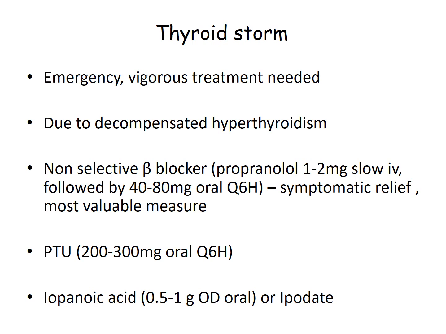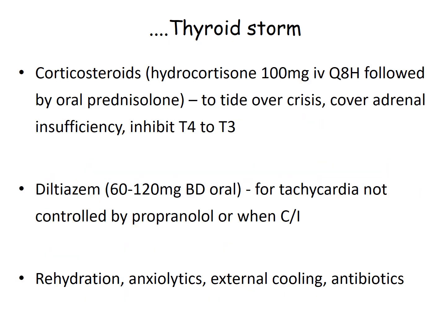Along with that, we can use PTU, propylthiouracil, 200 to 300 milligrams orally 6 hourly, and iopanoic acid 0.5 to 1 gram OD orally, or ipodate. So these are all salts which are used to treat this thyroid storm.